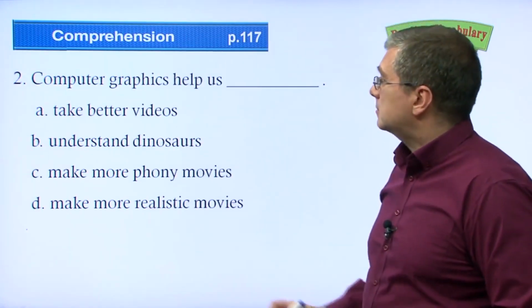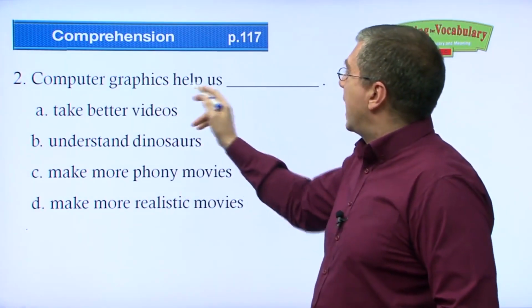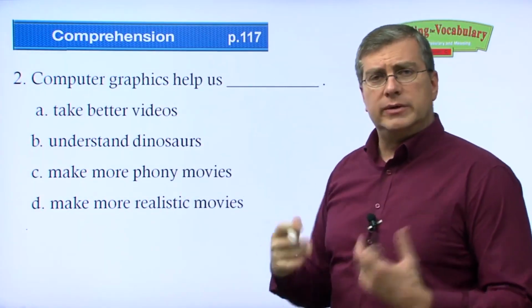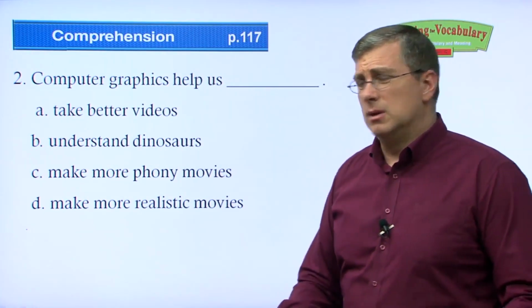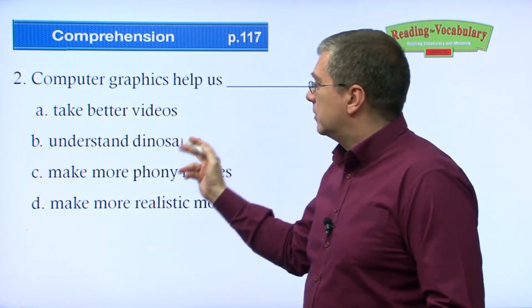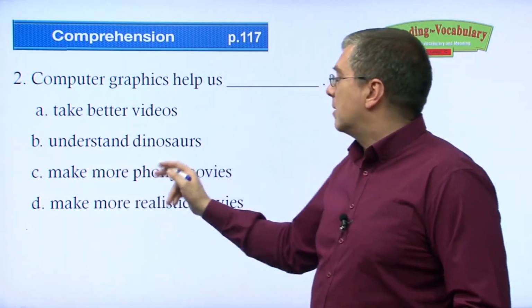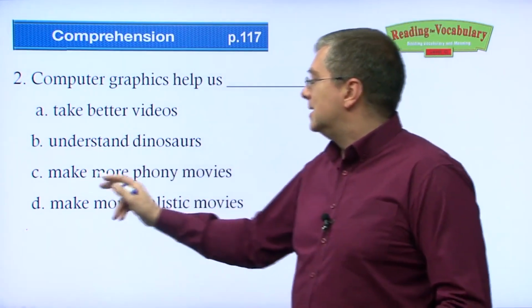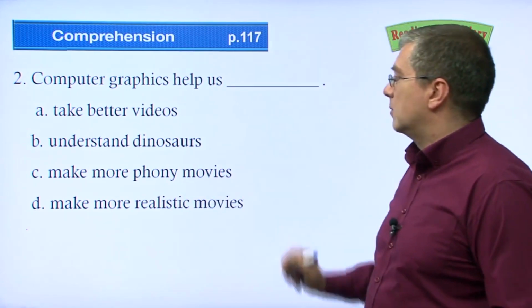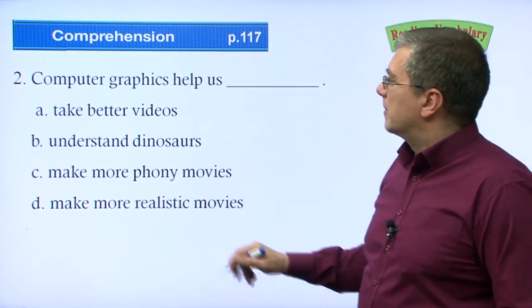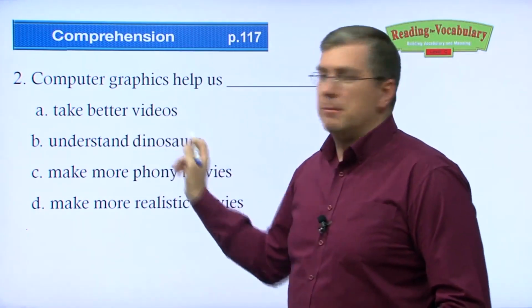Okay, number 2. Computer graphics help us what? What do computer graphics help us do? A, take better videos. B, understand dinosaurs. C, make more phony movies. D, make more realistic movies. So which one is true? Computer graphics help us take better videos.